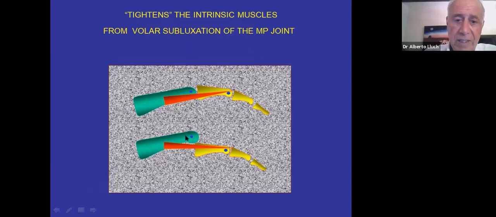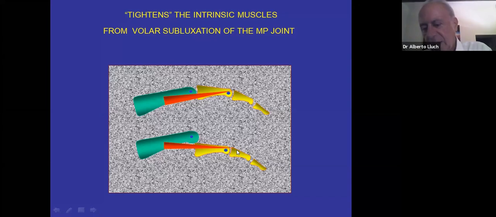They say that when there is a disease of the MP joint with synovitis, there is a volar displacement and proximal displacement of the proximal phalanx, and this will tighten the intrinsic muscles. But if you look at the anatomy, you will see when this happens, the origin and the insertion of the intrinsics into the base of the proximal phalanx will be shorter in this position than in the normal position. So we don't think a synovitis here will cause a swan neck deformity.